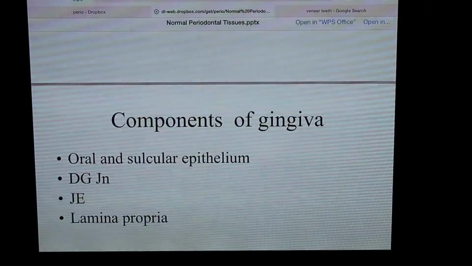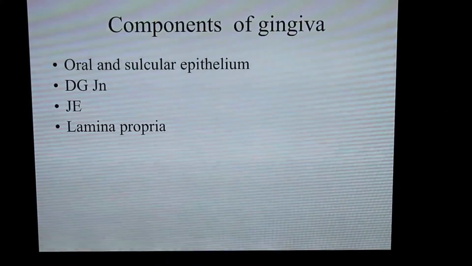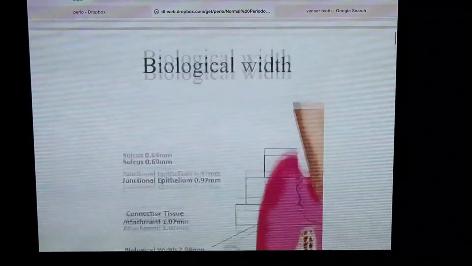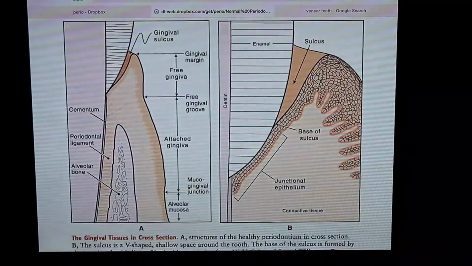Components of gingiva, I will first name them here, then I will show you a slide. Oral and circular epithelium, dentogingival junction, junctional epithelium, and lamina propria. Lamina propria is also known as the connective tissue part of the gingiva. Now we will go to the slide in the beginning itself, in which I had shown you a longitudinal section. This is what I told you are the components of gingiva.